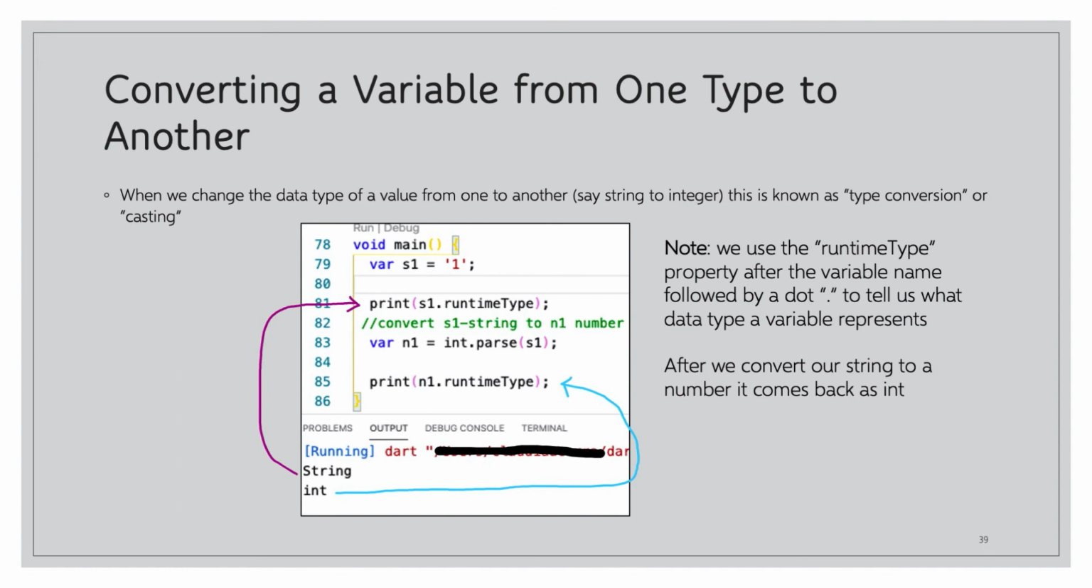So in our main, we have var s1 equals 1, the number 1, but it's in quotes, so it's a string because it's in quotes. Then we print s1 and it tells us that it's a string. Then we establish var n1 equals int.parse(s1). So I'm going to parse this string into an integer. So once again, I make use of the runtimeType property, and the second print statement resolves to an integer. That's how we would convert one data type into another.